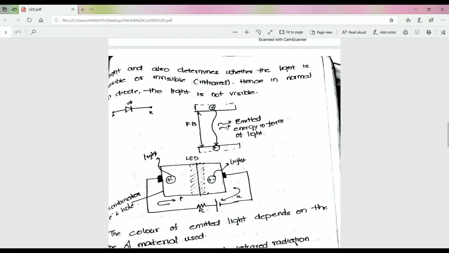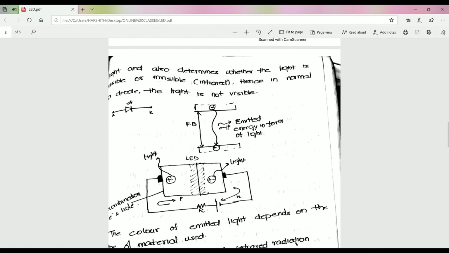For a normal silicon diode, the forbidden energy gap is 1.1 electron volts and the wavelength of the emitted light corresponds to the infrared light spectrum. Hence, in normal diodes, the light is not visible. Infrared light is not visible.